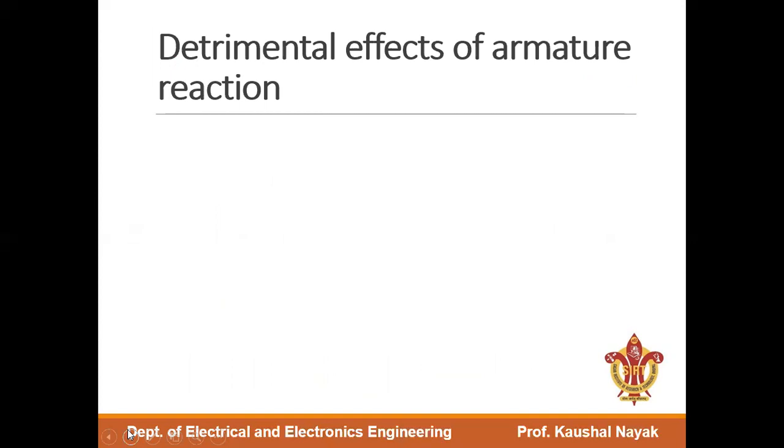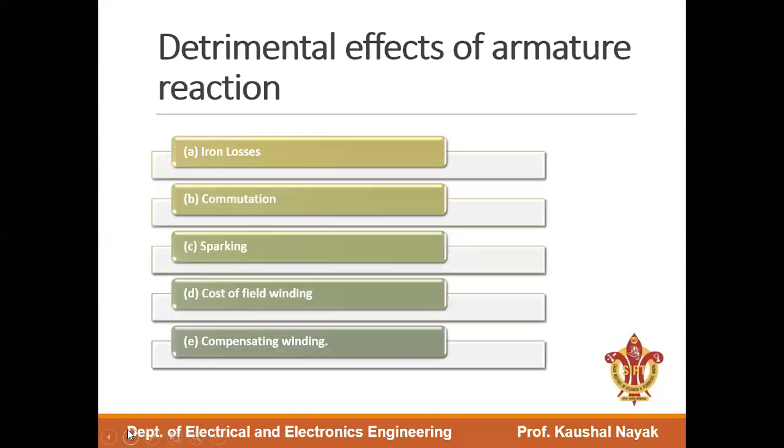Distortion of the main field flux gives rise to three detrimental effects, and reduction in field flux leads to one bad effect. Rise in iron loss, poor commutation, and sparking are caused by distortion of the main field flux, whereas the reduction in field flux influences the cost of field winding.